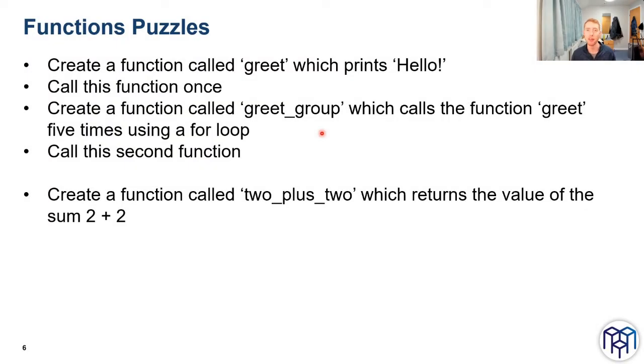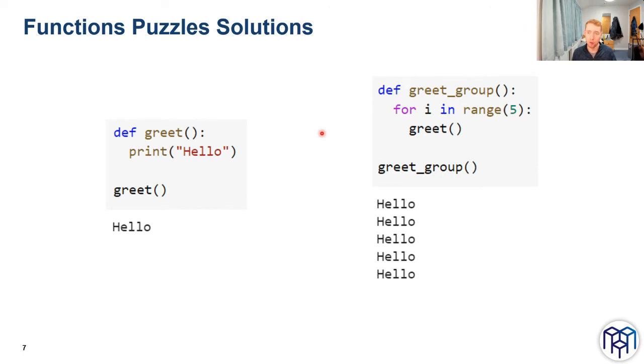Okay, let's take a look at the solutions to these puzzles. So we were asked to create a function called greet, that simply prints out hello, and then we can call this multiple times from another function using a for loop. So the two functions we'd have is something like this. So we define a function greet, and then we simply print out hello inside of this, so this indented bit. And then we can run this function just by using greet with brackets following it. And here we get hello as the output.